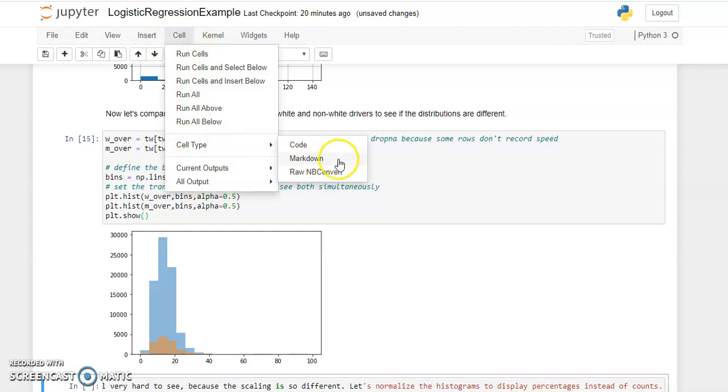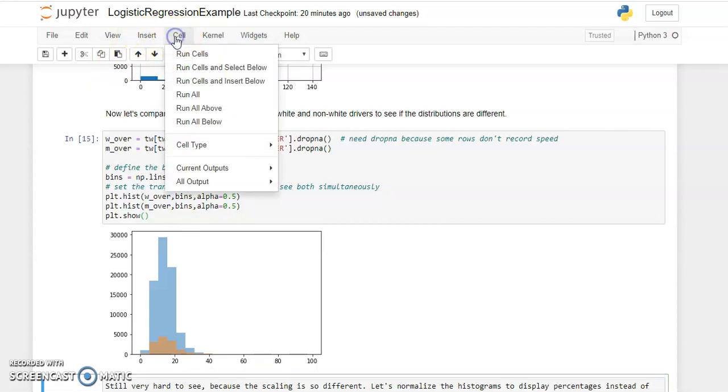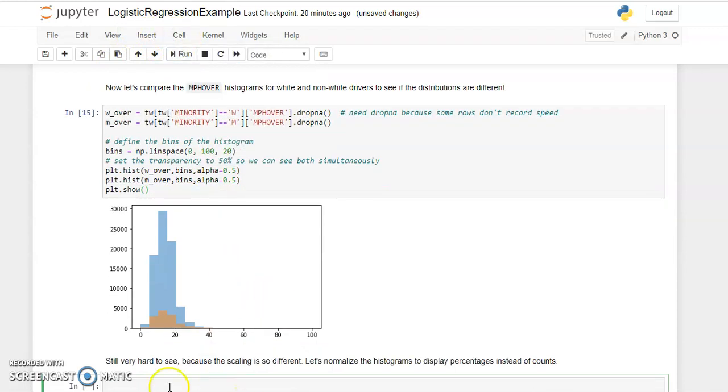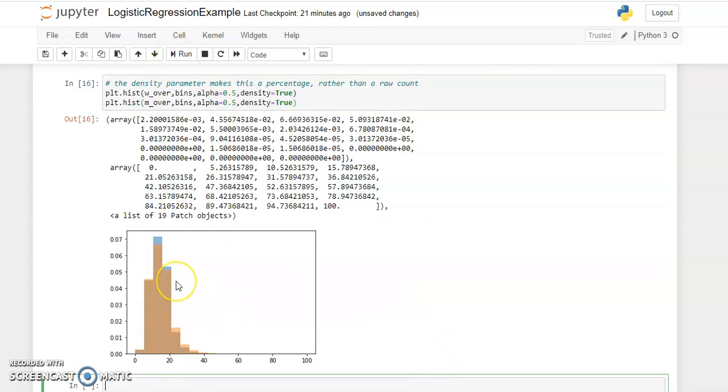And so in that case, we can actually do a different kind of histogram that's going to be a so-called density plot, and that is going to show us the percentage, and that will give us a much easier way to normalize and compare these two. So now we can see that they actually match pretty well. So possibly, our orange here is our minority drivers.